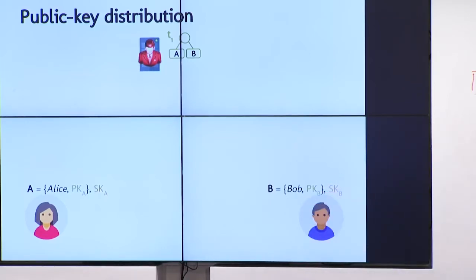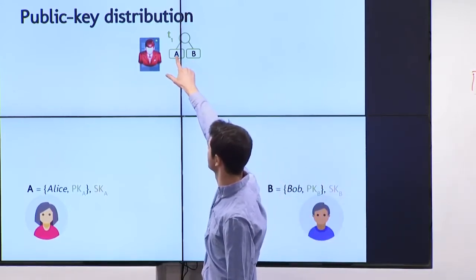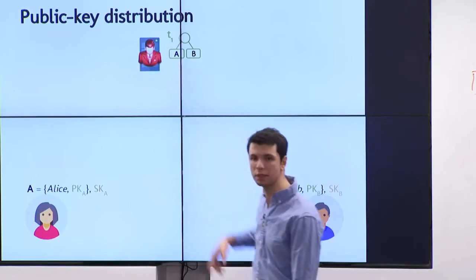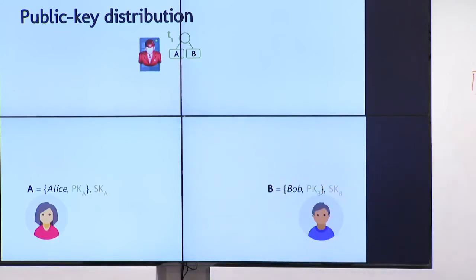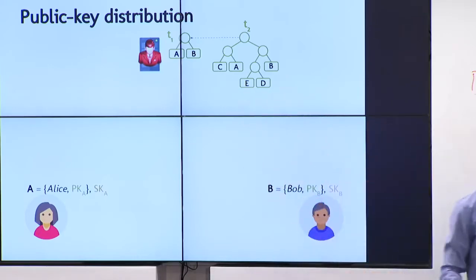And Alice and Bob want to chat securely, right? So they want to set up a secure channel. And there's this directory which stores their public keys. So this guy stores Alice, PK Alice. This guy stores Bob, PK Bob, right? And the directory gets updated over time. Maybe Carl, Ellen, and Dan registered.